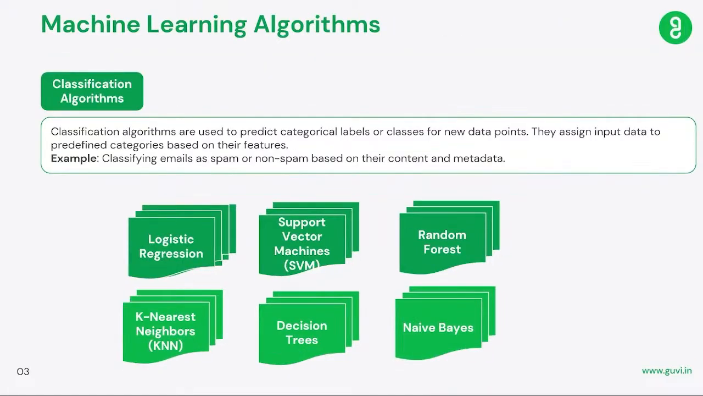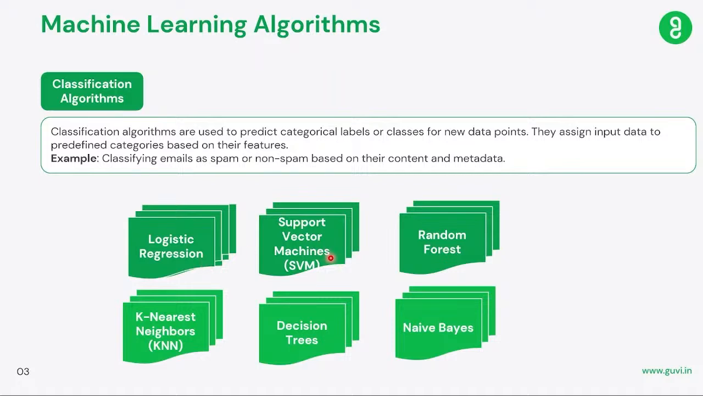Now let's understand the classification algorithms. So what is a classification algorithm? Classification algorithms are used to predict the categorical labels and classes of new data points. They assign input data to predefined categories based on their features. Like I mentioned earlier, classifying emails as spam or ham based on the content and the metadata. Now for the classification algorithms, I've given you 6 different examples.